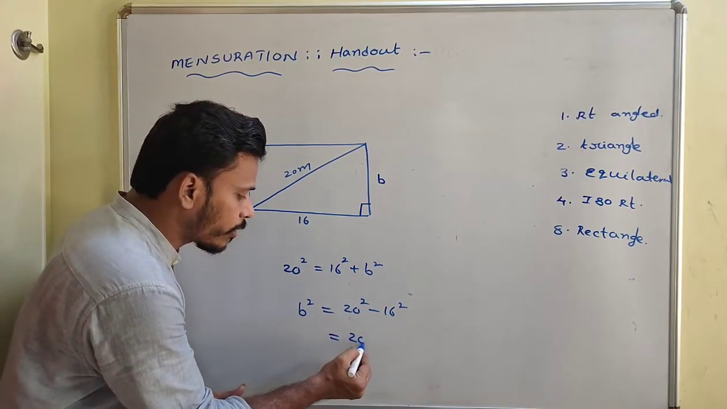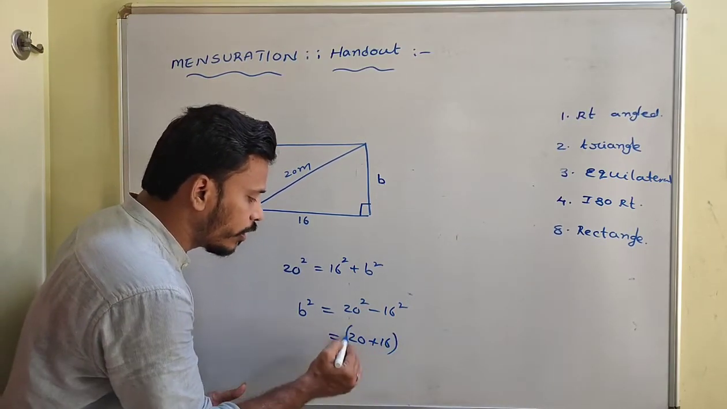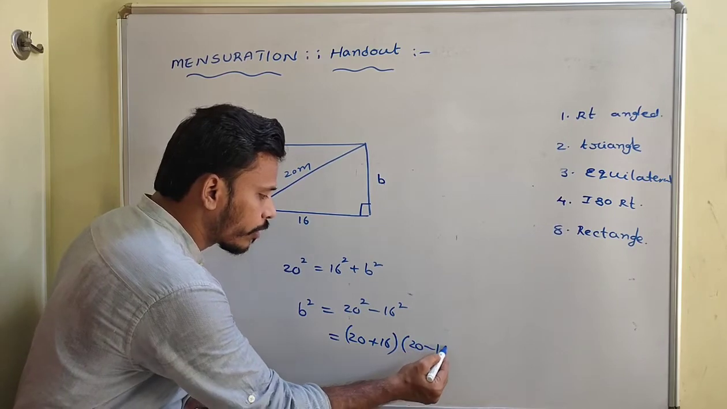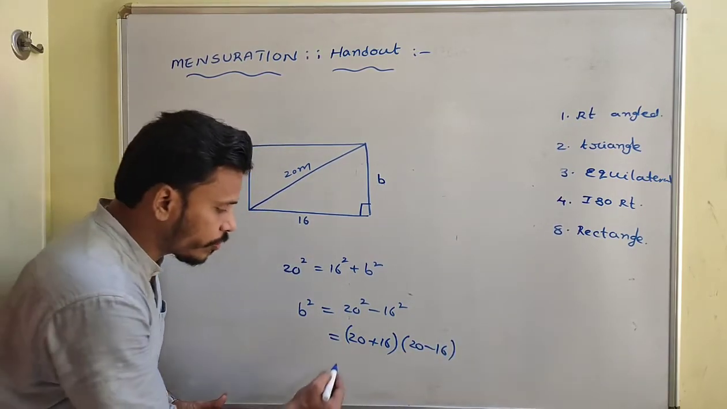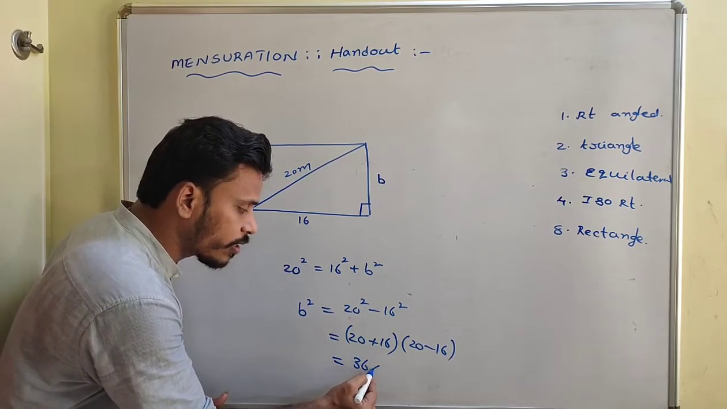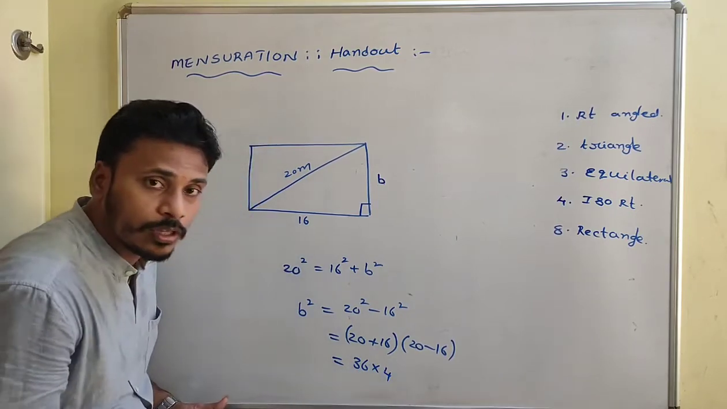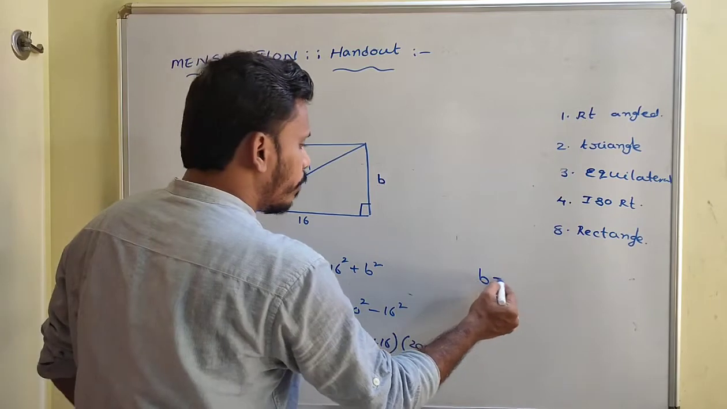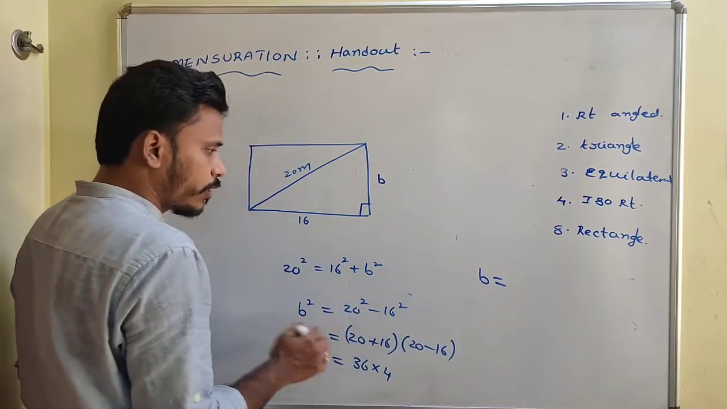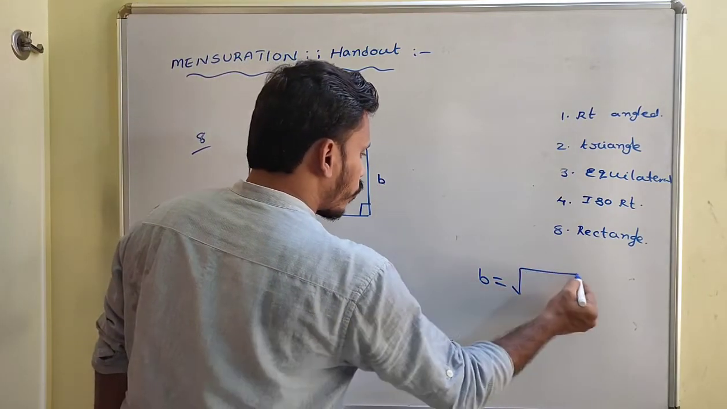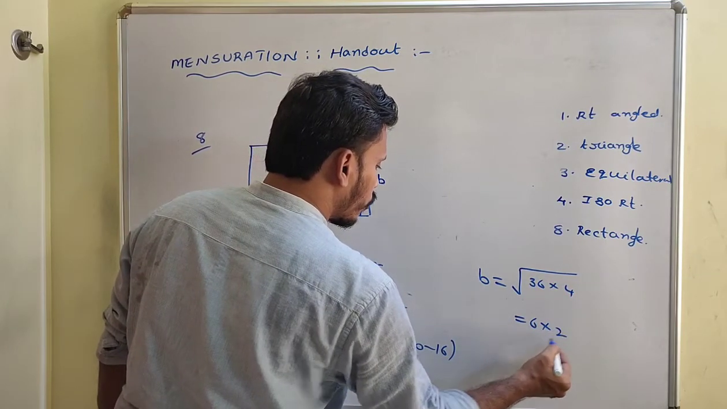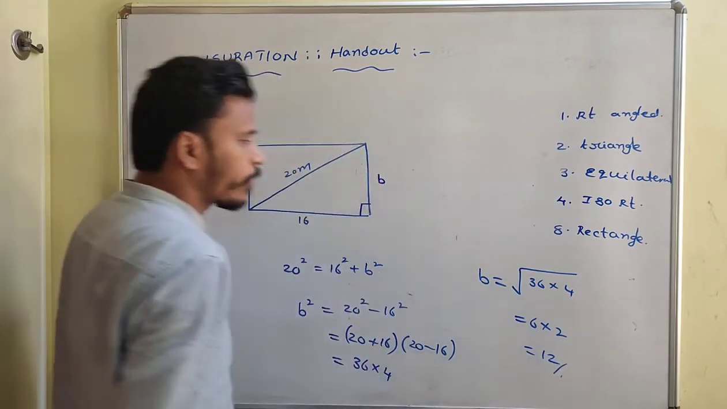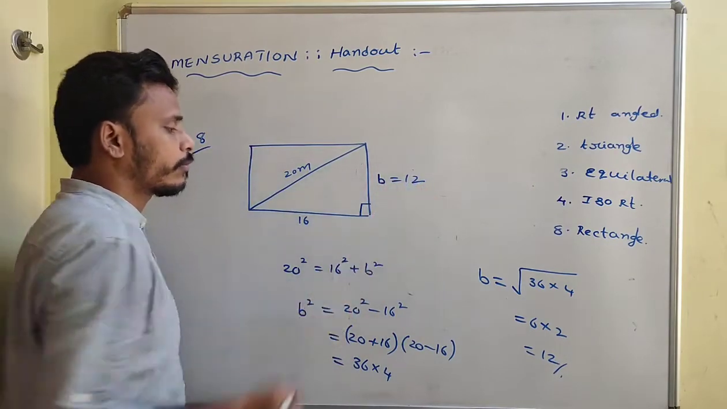A square minus B square is A plus B into A minus B. So 20 plus 16 into 20 minus 16. 20 plus 16 is 36, 20 minus 16 is 4. This is B square, but we need B. So B is equal to square root of 36 into 4, which is 6 into 2, and at the end, 12. So the breadth will become 12.